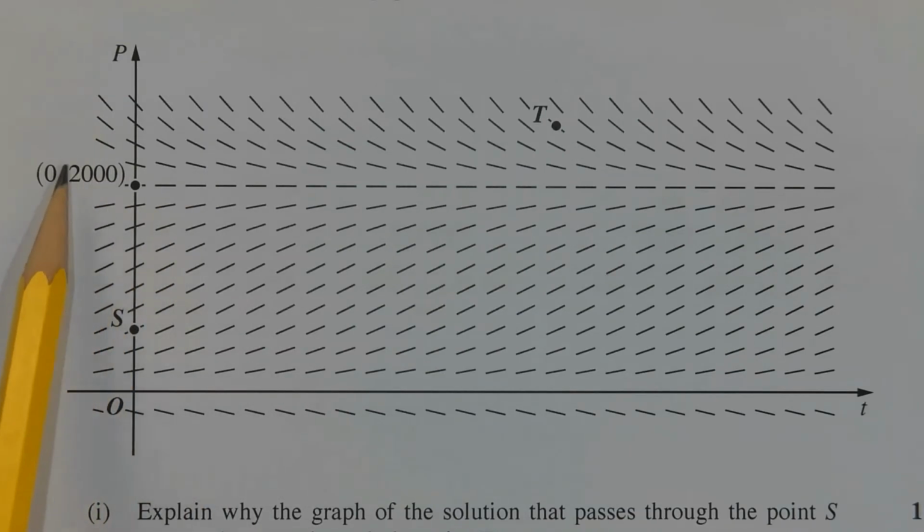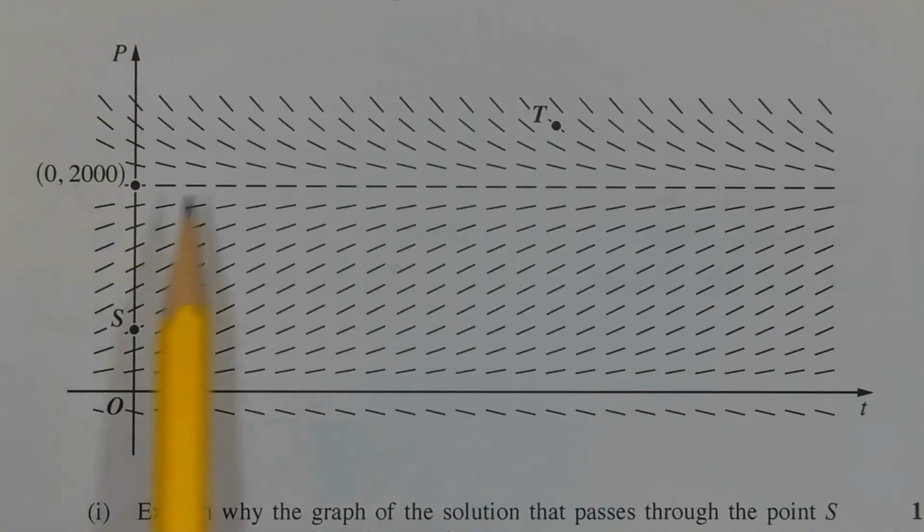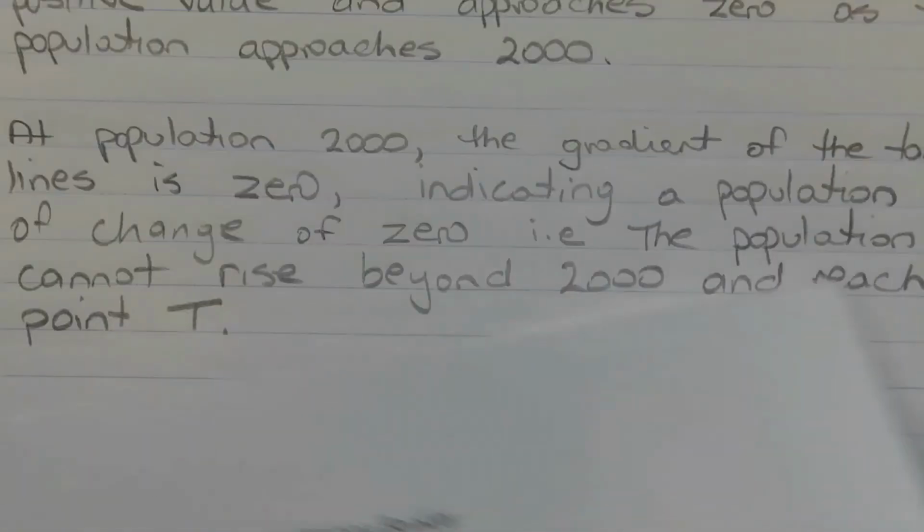When the population is 2,000, the gradient of the tangent lines is 0. In other words, the rate of change of the population with respect to time is 0, which means the population is not rising beyond 2,000, which means that we cannot reach point T. The maximum we could reach is 2,000 over time. Let's have a look at the explanation.